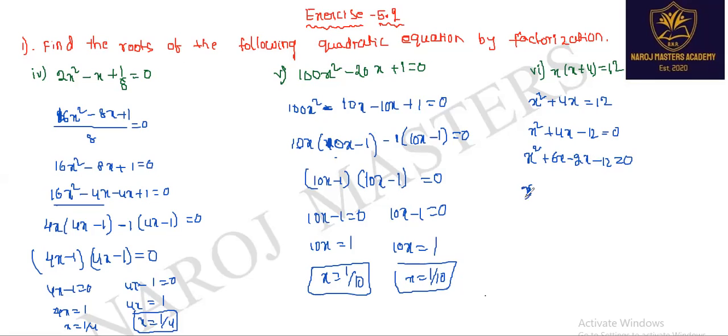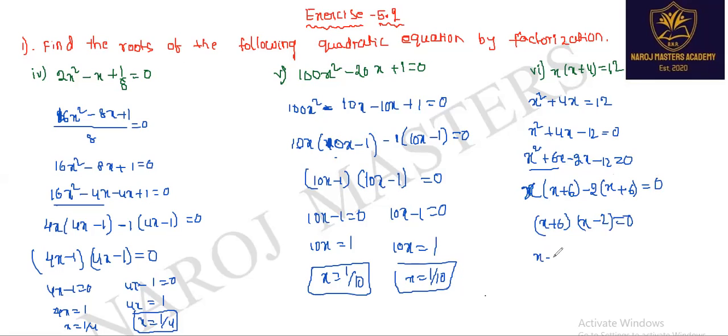If you take x common, then x plus 6 is there from these two terms. And I am taking minus 2 common here: minus 2 into x, minus 12, if we are taking minus 2 common means plus 6, is equal to 0. So now look here. x plus 6 we are taking common. So then x minus 2 is there equal to 0.